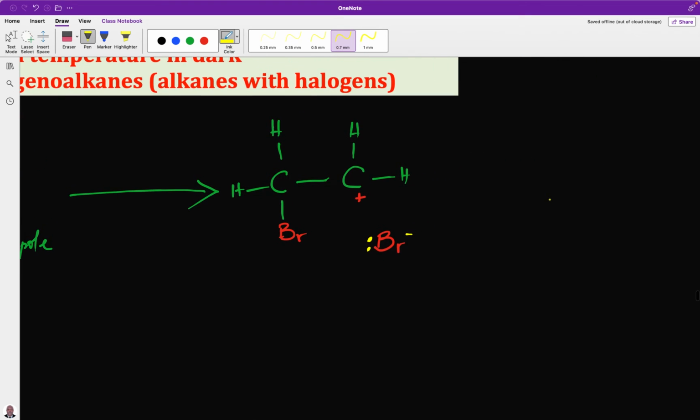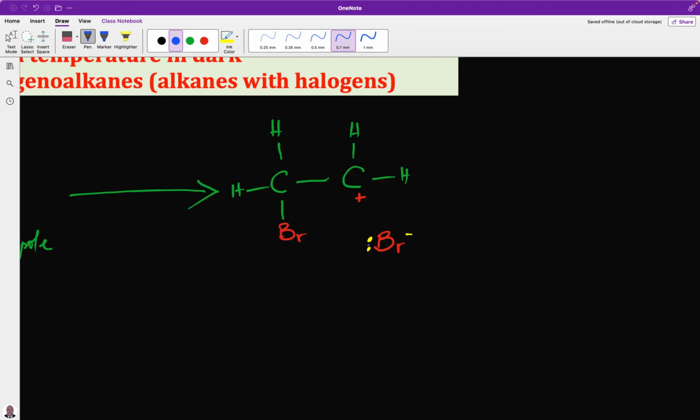Step number 2. What happens here? The carbocation that is from here is attacked rapidly by this bromide ion. So the carbocation is attacked by the bromide ion. And when it's attacked by the bromide ion, what happens? As the bromide ion is attacking the carbocation, it is at the same time donating this pair of electrons to this positively charged carbon, forming a bond, a new covalent bond established.